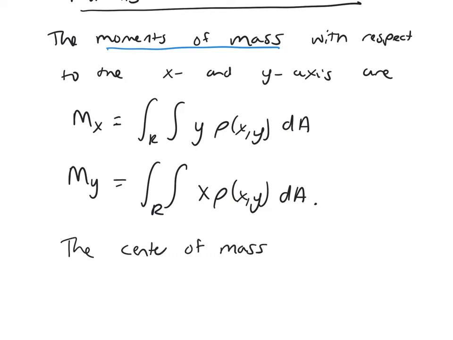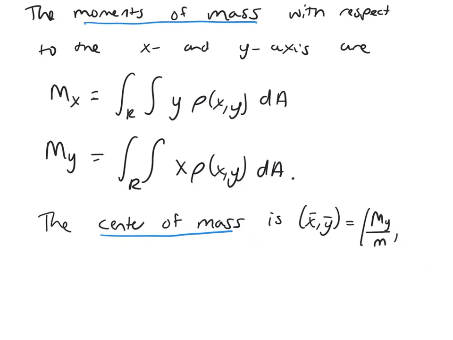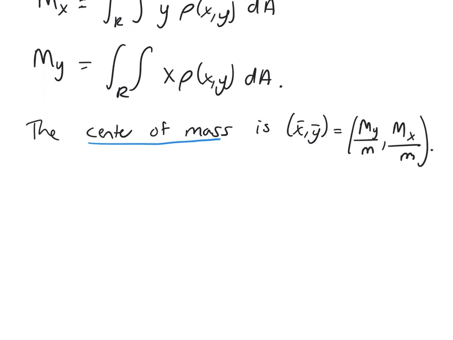The center of mass is the point (x bar, y bar), which is, to get x bar, it's My over your mass. And to get y bar, it's Mx over your mass. All right, so now that we have these formulas, let's find a center of mass. So let's look at the following example.